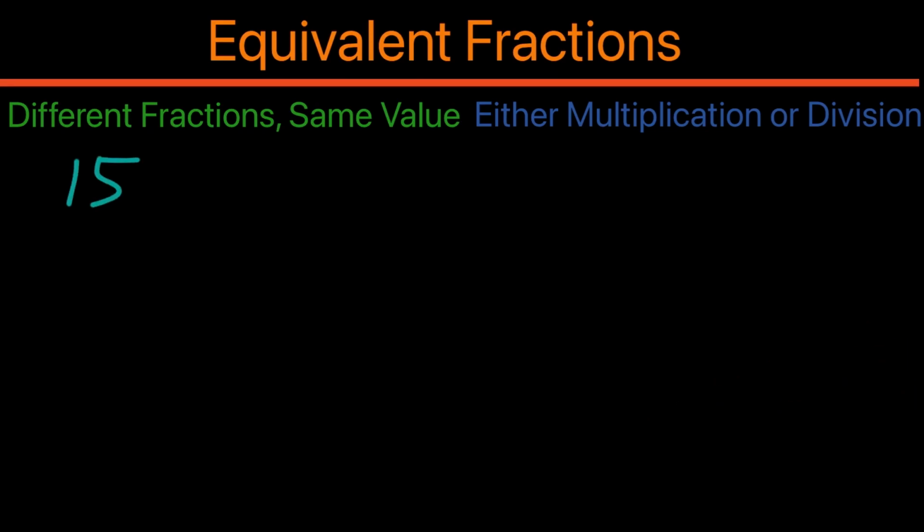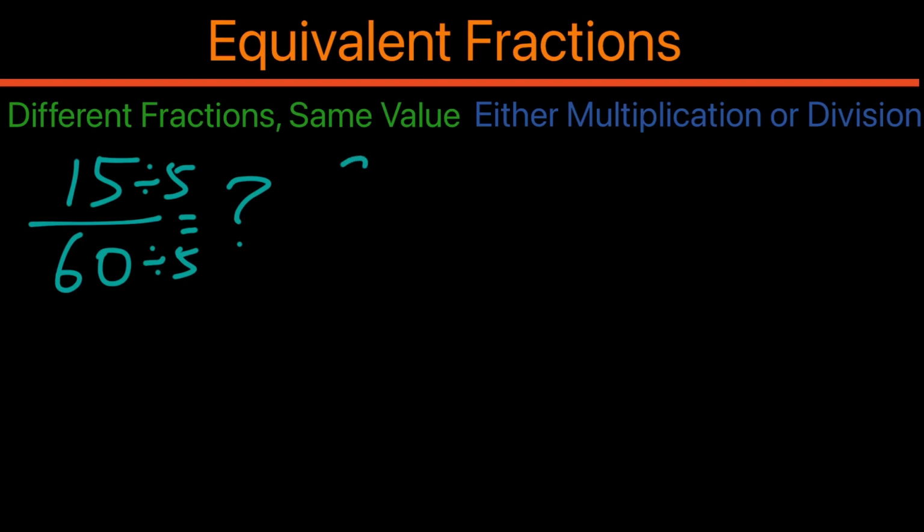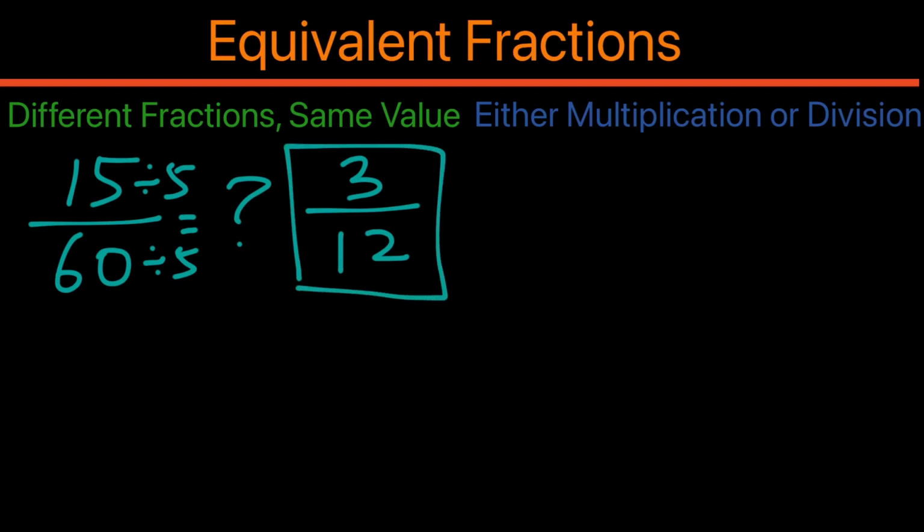Now let's try a different one. 15/60. With this fraction, we could multiply or we could divide, because both numbers could be divisible by a certain number. In this case, 15 could be divisible by 5, same for 60, and we will have 3/12. And that is equivalent to 15/60.